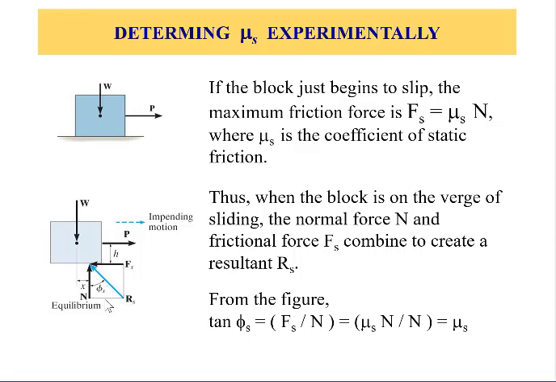The tan of the angle phi s in this figure is equal to the opposite, Fs, which is the maximum friction force, divided over the normal force, and that's going to give you the value of mu s, simply because Fs equals mu s N divided over N, and that gives you mu s. Therefore phi s can be computed by solving this equation, which is the arctangent of mu s.